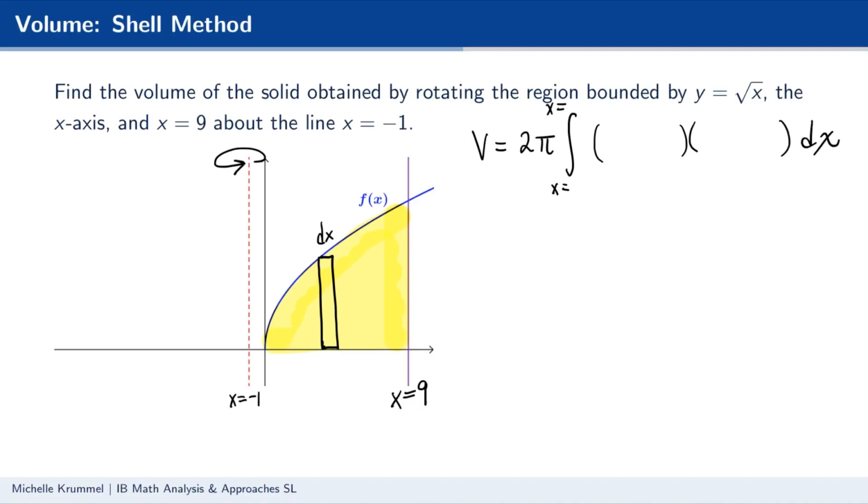So let's determine our interval because it's a dx problem. Where does your shaded region start? Well, it starts here, not at -1, but it starts here at x equals 0, and it ends here at x equals 9. So we're going from x equals 0 to x equals 9.